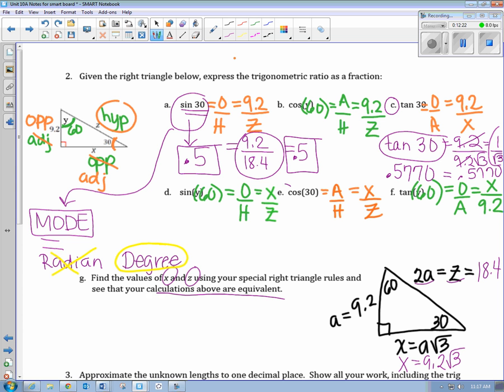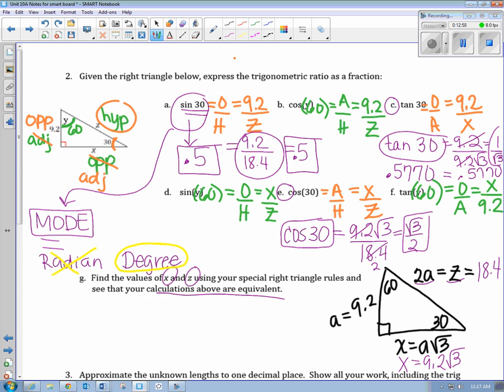I'm going to do E, cosine of 30. So in this case, I'm supposed to show on my calculator that the cosine of 30 is equal to my x value of my 9.2 radical 3 over my z value of 18.4. Some of you may wish to reduce this and turn this into radical 3 over 2, which is fine. So I'm basically checking to see that cosine of 30 is the same thing as radical 3 over 2.